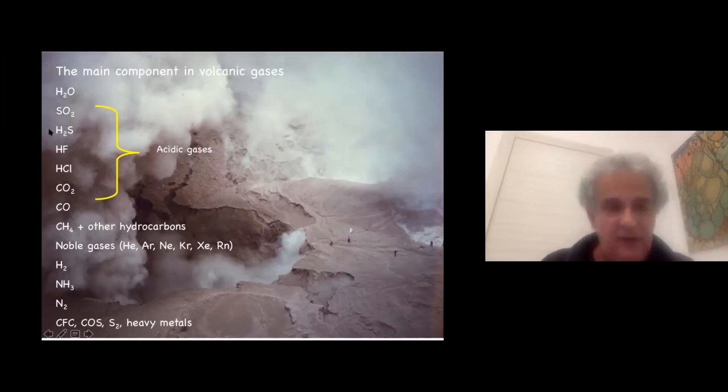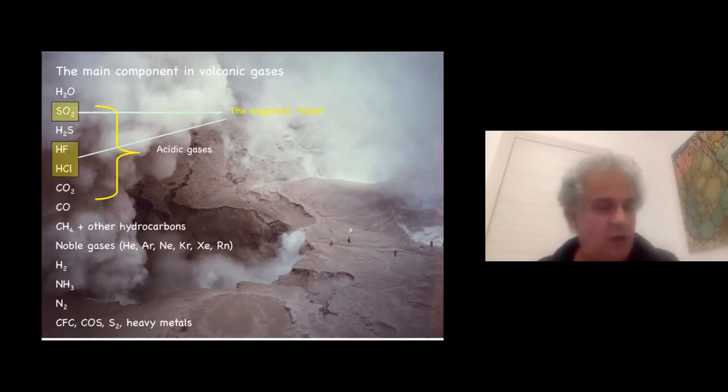Then we have what are called the acidic gases: SO2, H2S, hydrofluoric and hydrochloric acid, and CO2. Among these acidic gases, we have SO2 and the hydrochloric and hydrofluoric acids that are the so-called magmatic triplet. What does it mean? It means that when you have SO2, the gases related to the magma are reaching the surface.